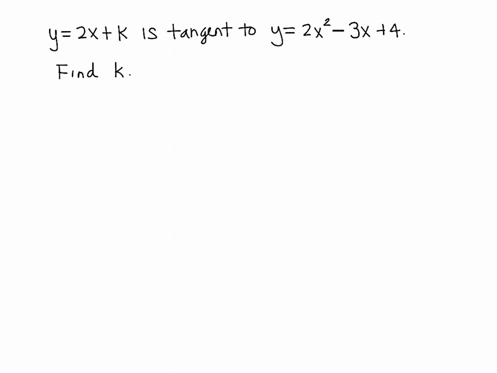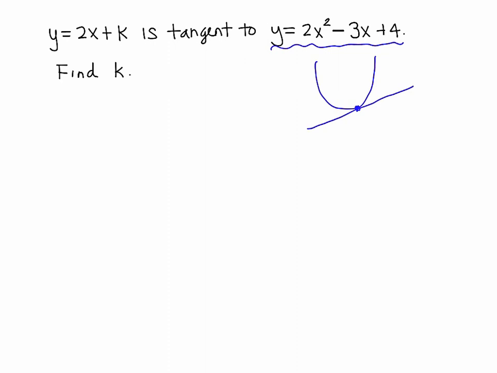Y is equal to 2x plus k is tangent to y is equal to 2x squared minus 3x plus 4. Find the value of k. We're given a quadratic equation that's concaved up. We're also given a linear equation with a positive slope, which is tangent to this quadratic equation. So that means it's going to intersect this quadratic at one point.